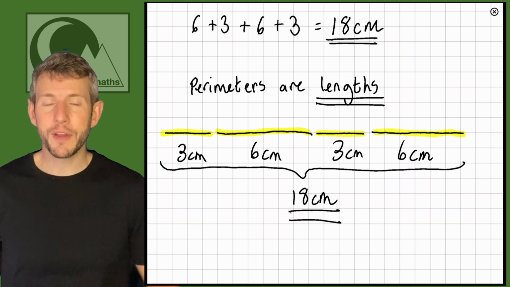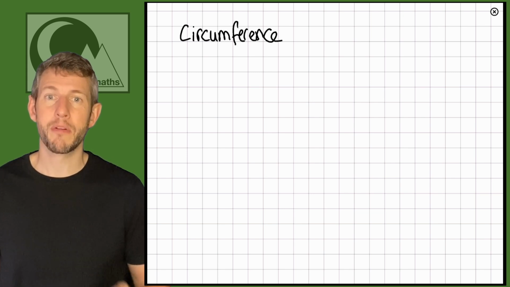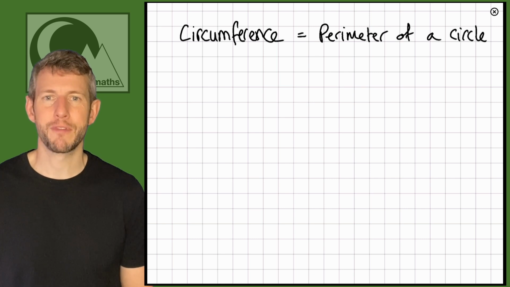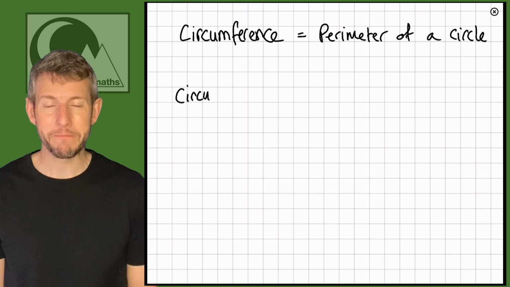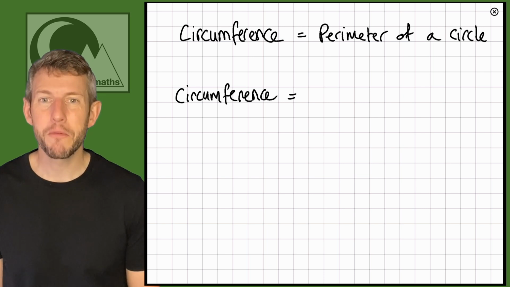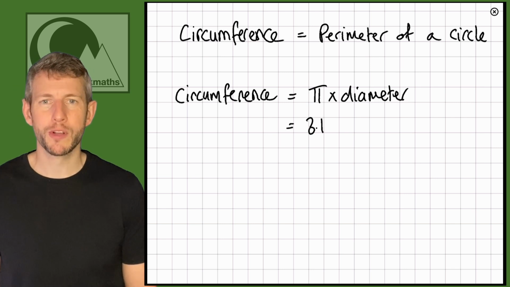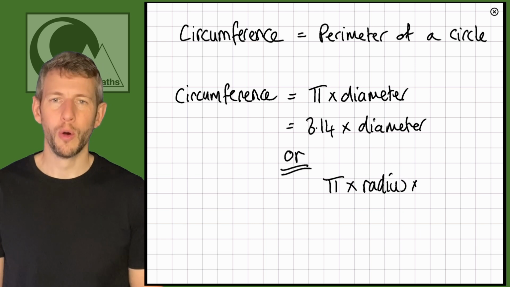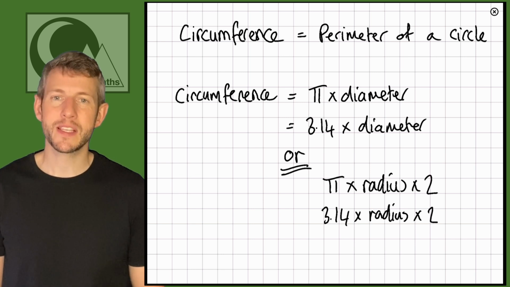Okay, the other thing we need to know is that the circumference of a circle is also known as the perimeter of the circle. So we are going to need to remember the formula for the circumference of the circle. So have a quick think in your head to see if you can remember it. Okay, hopefully you remembered that it was pi times diameter, or 3.14 times diameter, or pi times the radius times 2, or 3.14 times the radius times 2. Hopefully you remembered one of those. So the circumference is just a perimeter, but it's the perimeter of a circle.